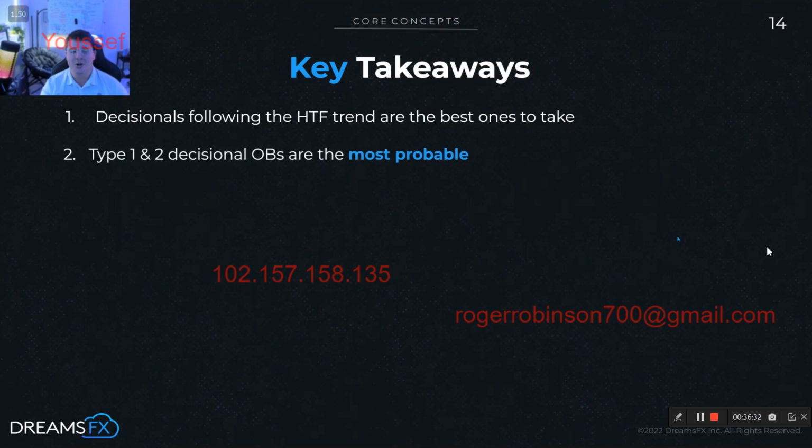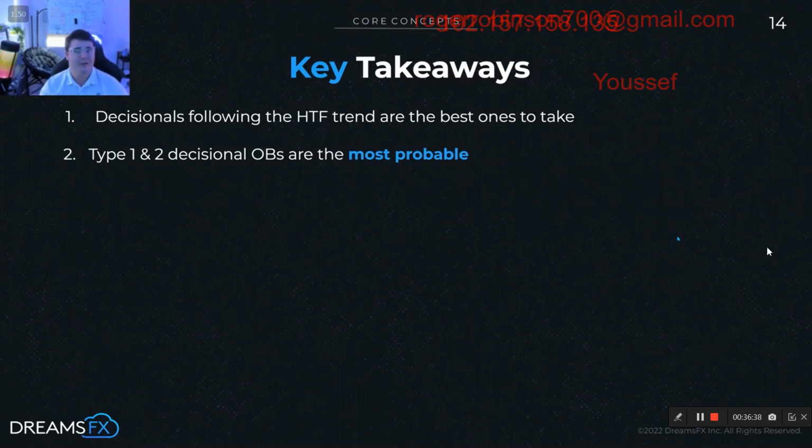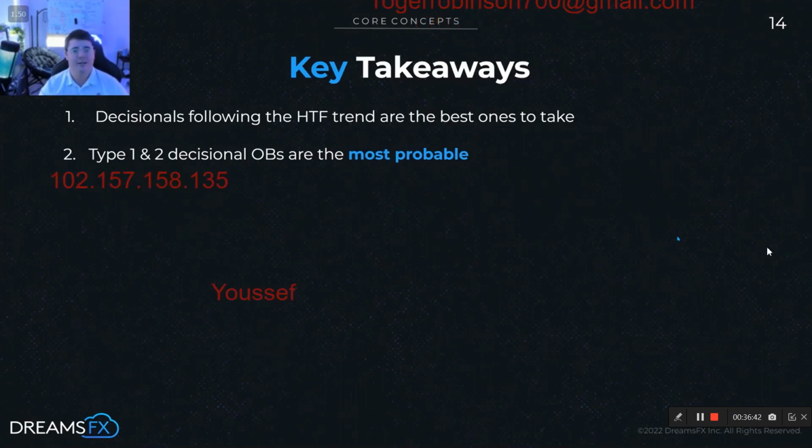Type 1 and 2 decisionals are the most probable. We're talking about continuation trading. Always look for your order block that comes before the structural break. If you're in an uptrend, before the higher high is broken, identify your decisional there. Before the lower low is broken, identify your decisional right before that causes it. They're the most probable ones, continuation structure.